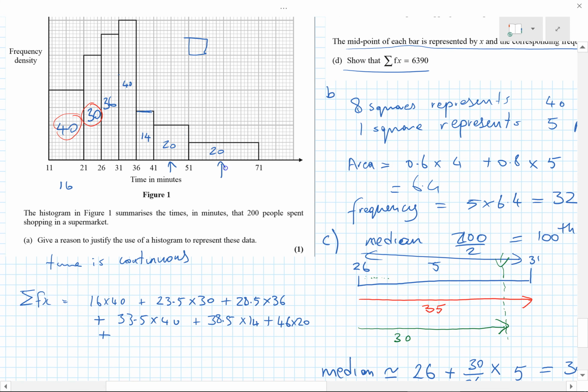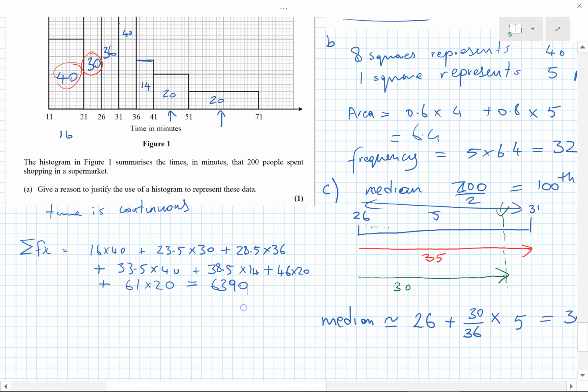the midpoint of this one, which is obviously 61, times 20. And that equals 6390. Okay, and that's the answer to that, because the answer was given.